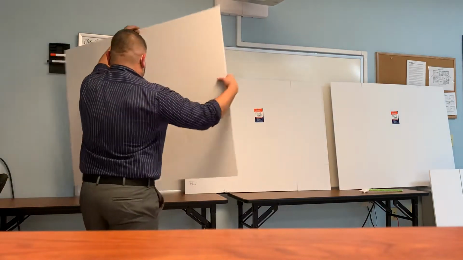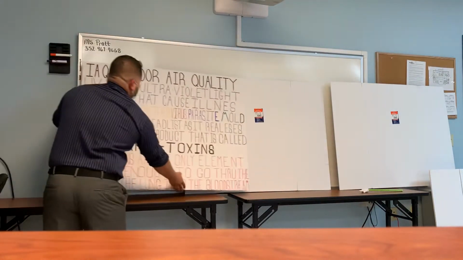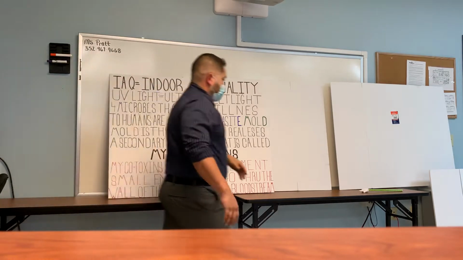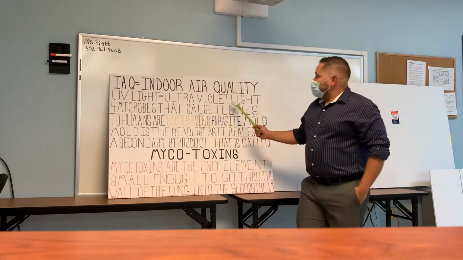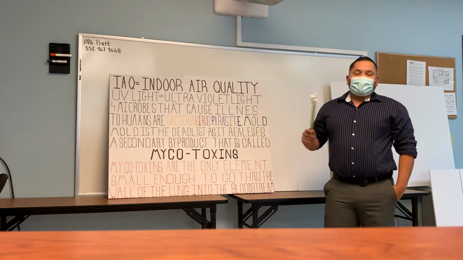So we start with the facts. Indoor air quality. What is it? Indoor air quality starts with ultraviolet light. Ultraviolet light is one of the lights that keeps systems clean.